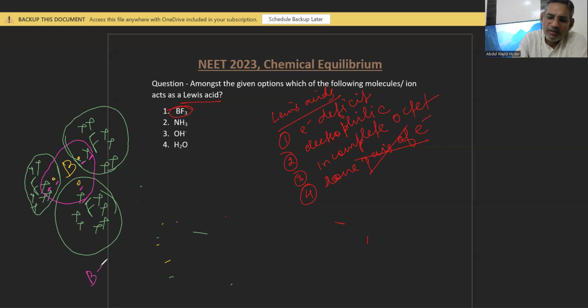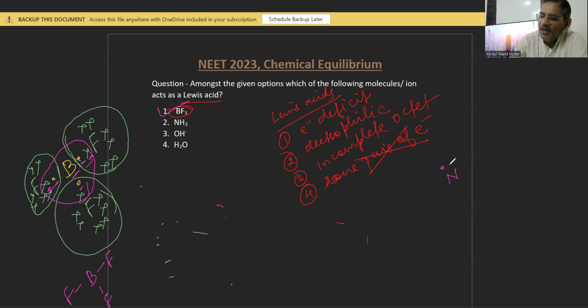And what you will get? You will get BF3. See, in this BF3, this boron is having 2, 4, and 6 electrons. Its octet is incomplete. It is electron deficient. It is electrophilic in nature. It is not having any lone pair. So it is a Lewis acid. What about NH3?